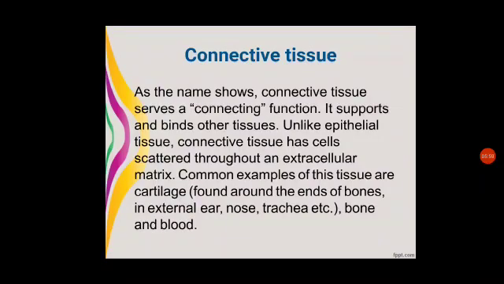Common examples of this tissue are cartilage, found around the ends of the bones, in the external ear, nose, and trachea, as well as bone and blood. So, students, blood is the major example of connective tissue. It means blood is a type of tissue, and its name is connective tissue. It can connect many functions to each other.